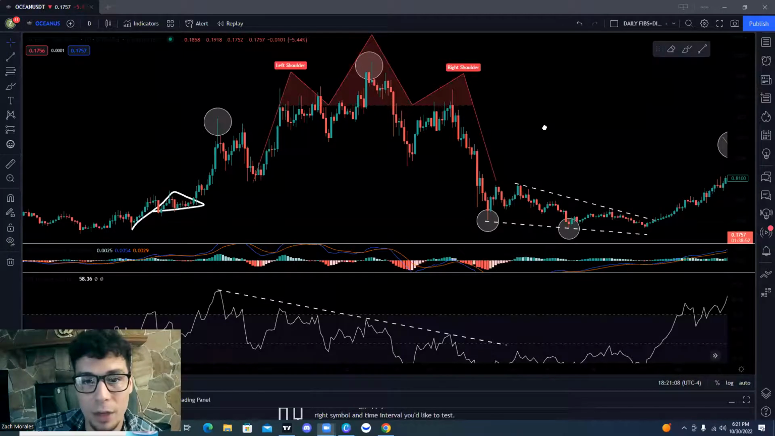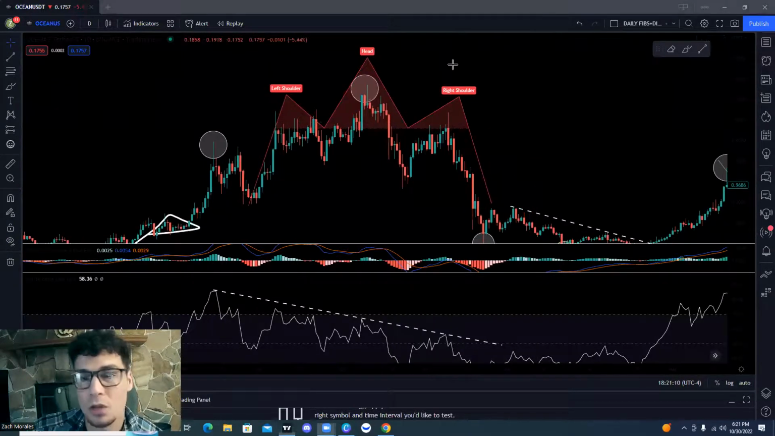Now, on top of that, we ended up forming a head and shoulders. So this is another example of having multiple indicators, right? So we see bearish divergence setting up, right? We have a left shoulder, we have a head, and then we end up getting a right shoulder after we get the drop, right? So here's the initial bearish divergence drop.